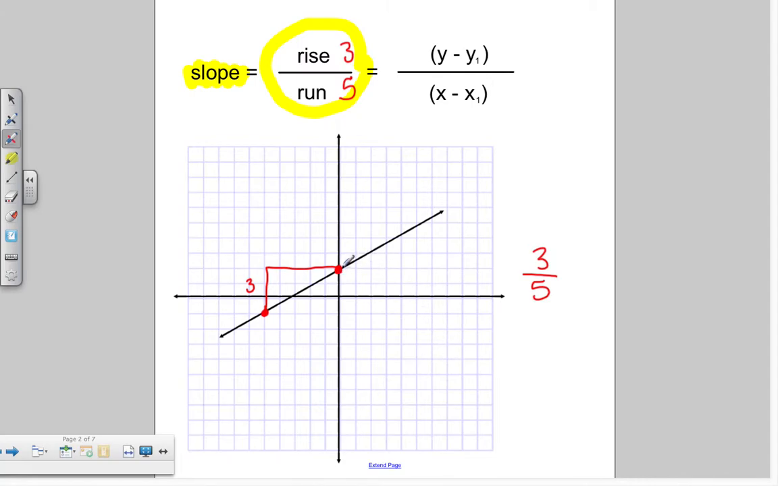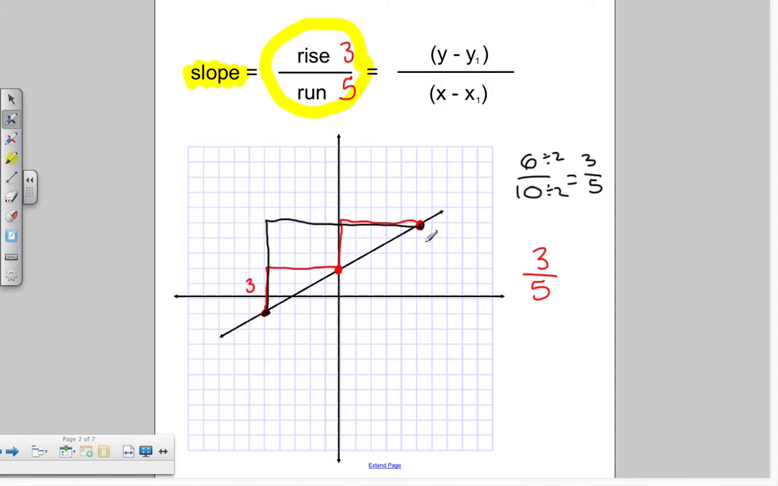It should continue the pattern. So you should check yourself by saying, okay, if I travel rise 3, run 5, I should hit another point. And I do. If I had traveled, I'll use a different color, from this point to this point, I would have risen 6 and run 10. I would have gotten 6 over 10. Well, guess what? When you reduce that fraction, you take out a factor of 2, and you get 3 over 5, which is the same slope that I got before.